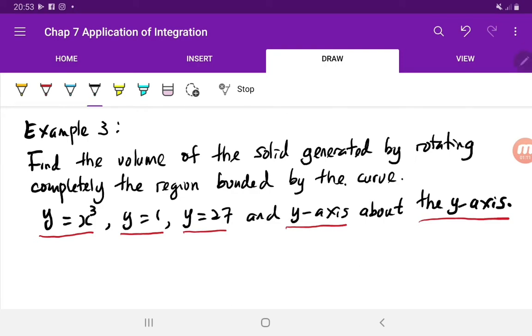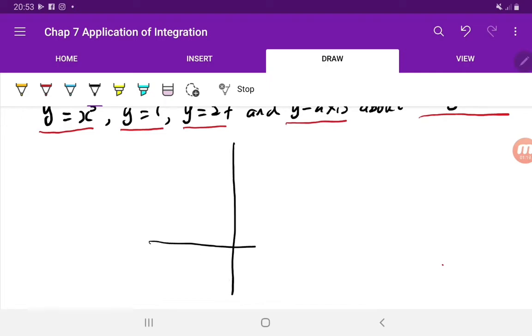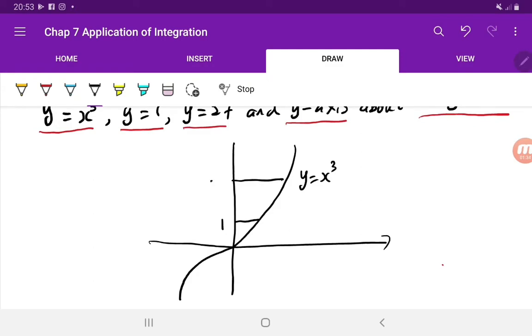Now I try to sketch the graph for y equals x cubed. So this one is y equals x cubed, y equals 1, y equals 27, the y-axis, and the x-axis. This one is your shaded region. Now you need to find the volume of the shaded region revolving about the y-axis.